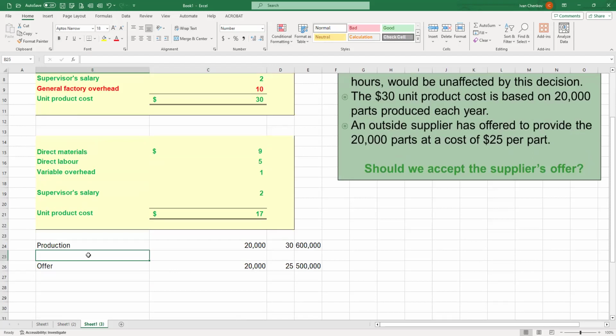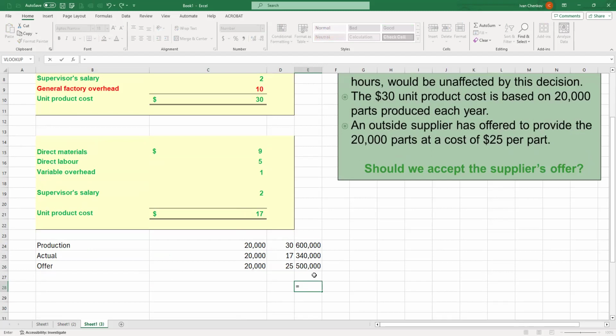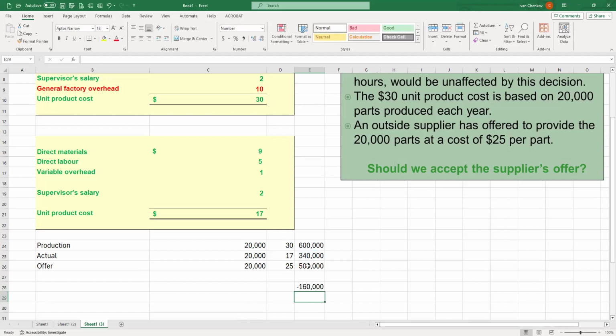Then the actual cost for those 20,000 units is actually only $17, so that gives us an actual cost of $340,000. So if we decide to buy it from outside, what's going to happen? This is how much we're going to save. This is how much we have to pay. We have to pay $160,000 more. Why? Because our cost is only $17, which makes our product $8 cheaper if we make it internally. And because the total units are 20,000, that's why we're losing $160,000.